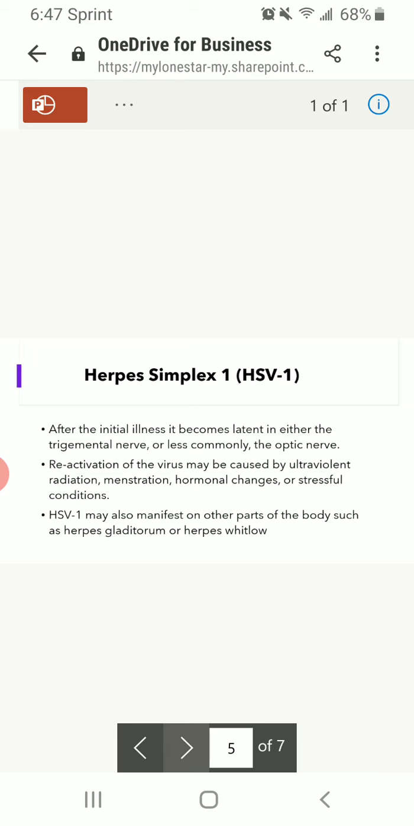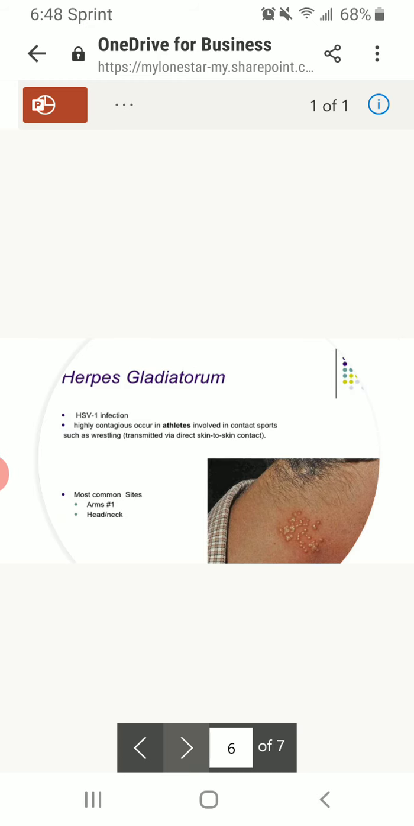The herpes simplex virus, or HSV1, may also manifest on other parts of the body, such as herpes gladiatorum and herpes whitlow. Here is a picture of herpes gladiatorum, which, like I said, is highly contagious in athletes involved in contact sports such as wrestling. The way it's transmitted is via direct skin-to-skin contact. The most common sites for this one are the arms, which is the number one common area, the head, and the neck.